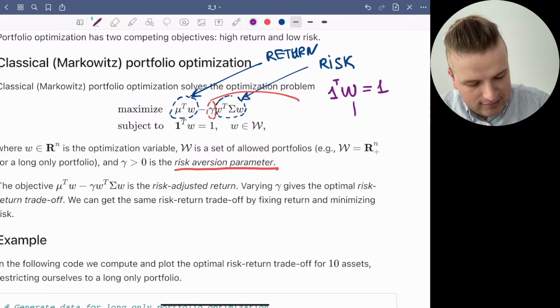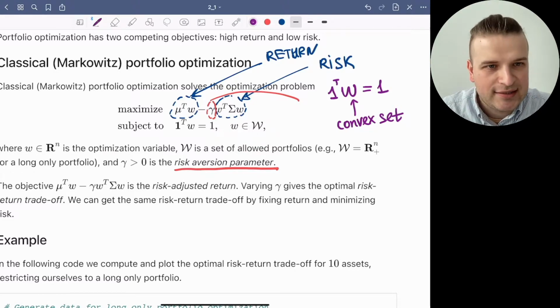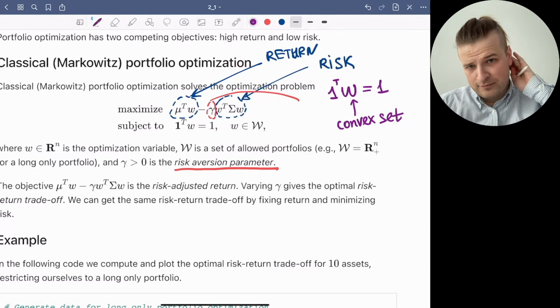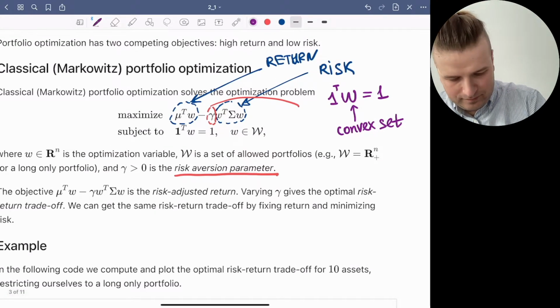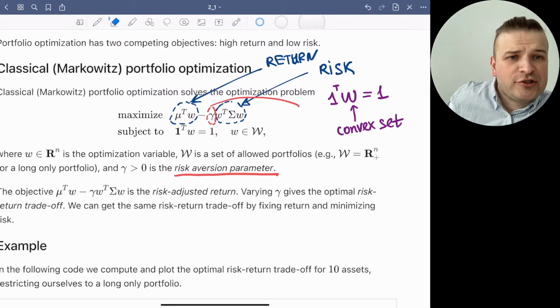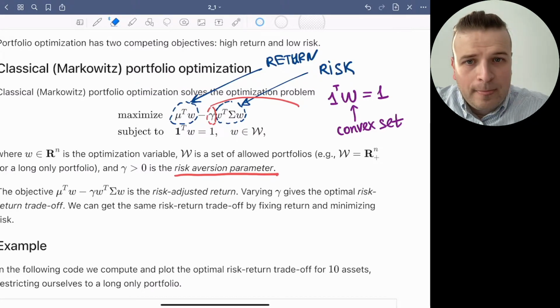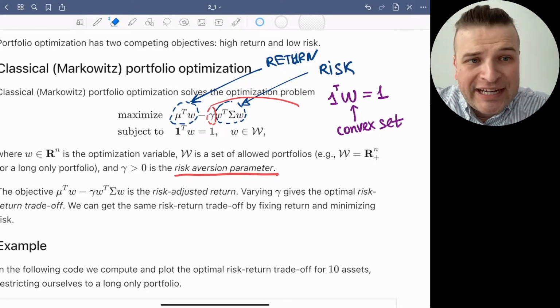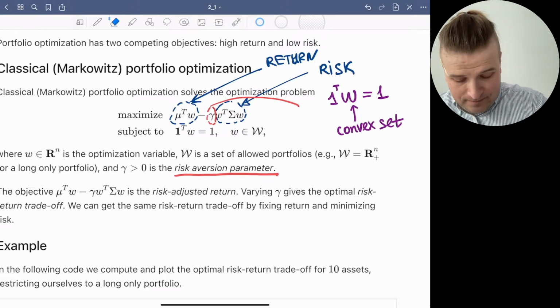And this is actually a convex set, because this set is actually just a plane, right? It's pretty easy to verify that this is a convex set, because this constraint is affine or linear constraint, and we know that when we have linear equality constraints, the budget set is convex.